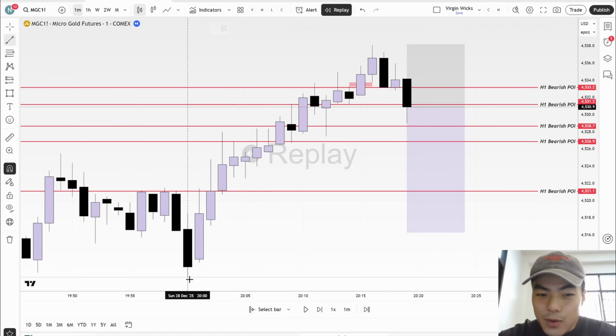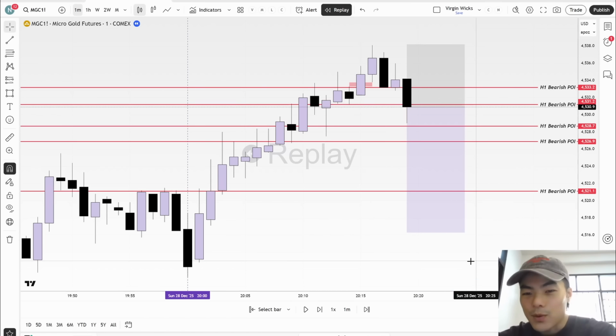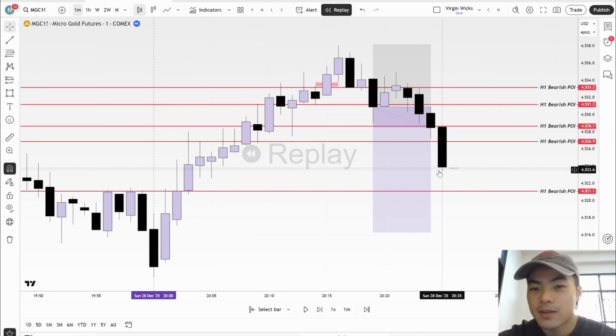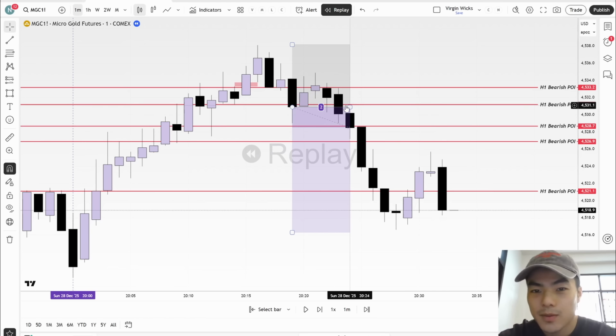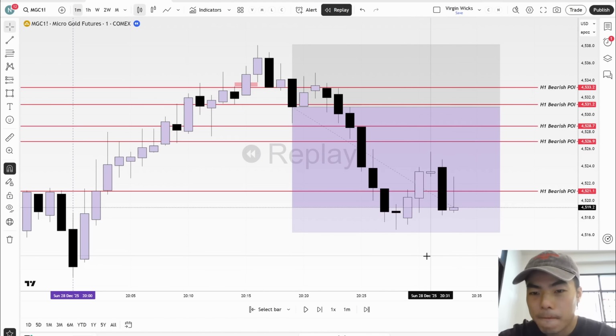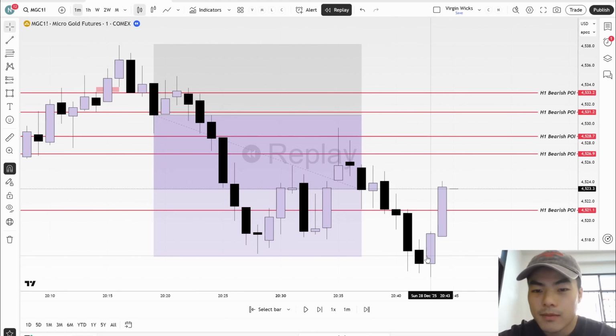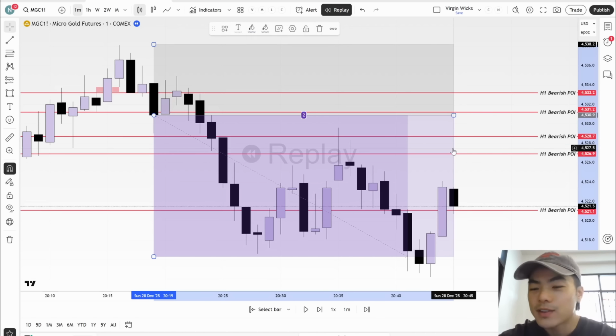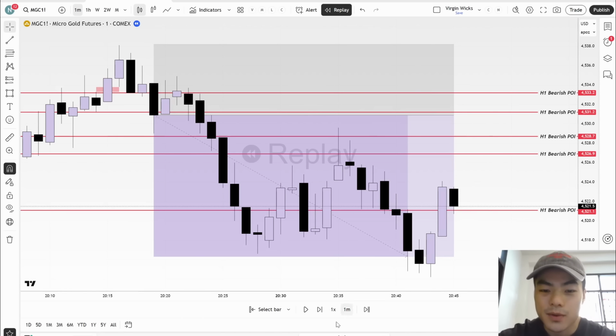So you can target the lowest liquidity, but I only go for 2R max. So that's what the trade would look like. And boom, there you go. Eventually goes to TP. Nice and easy. So that's the entry model in a nutshell.